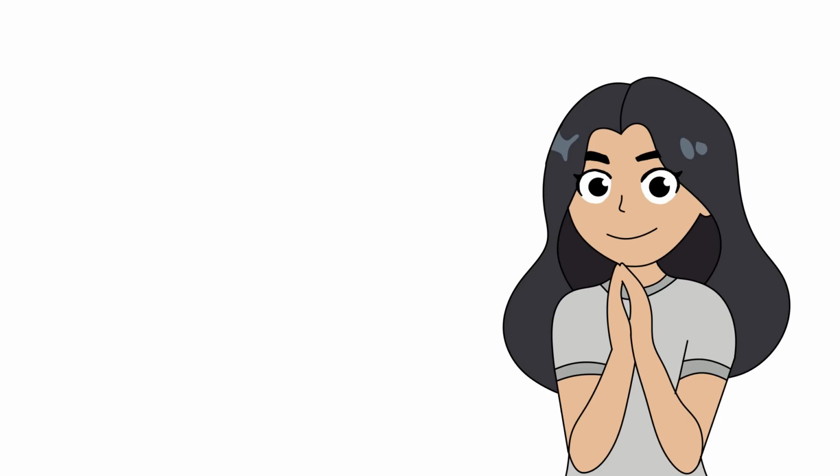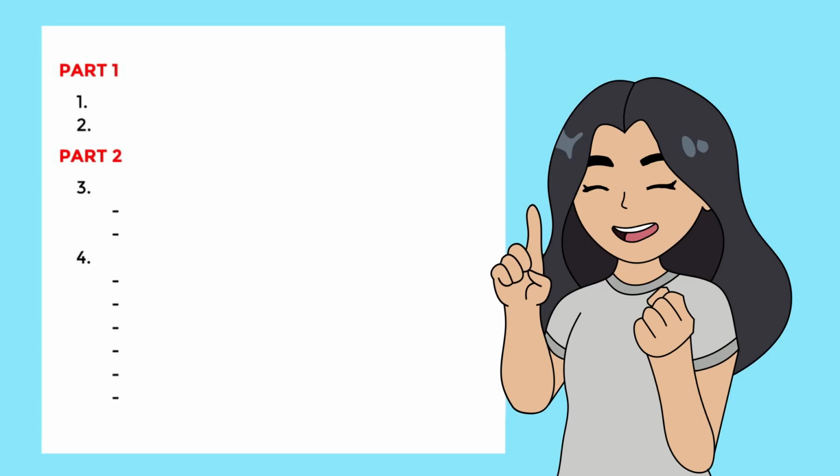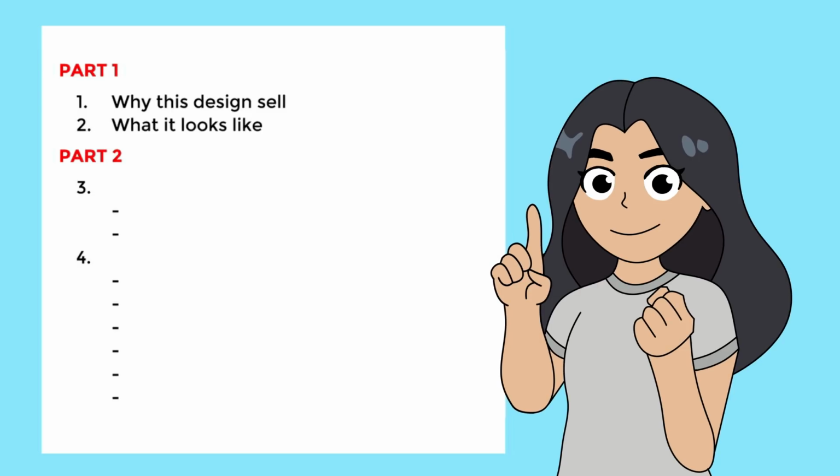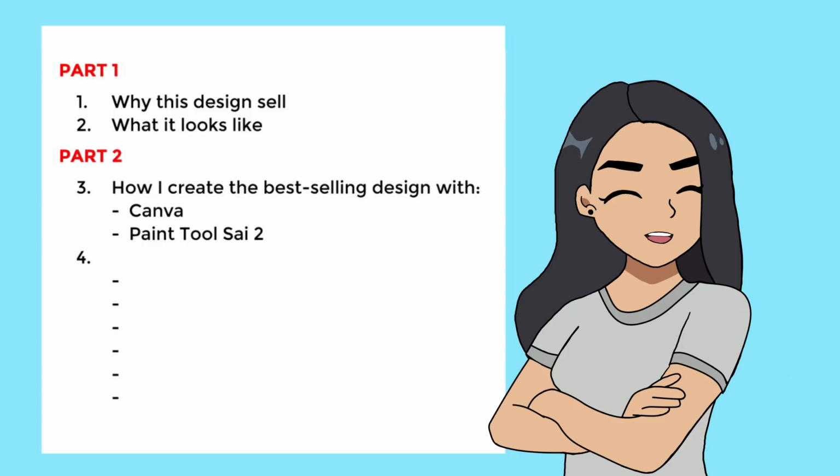If you have already watched most of my content, you already know the drill. This video is divided into two parts. Part 1 is where I will be discussing how I figured out why this certain design is so popular to sell on Redbubble, and will also show what the design looks like. Part 2 is where I will show you how to create this design with the softwares I use currently, which are Canva Pro and Painter's Site 2. These are the two softwares I combine to do my work before uploading to Redbubble.